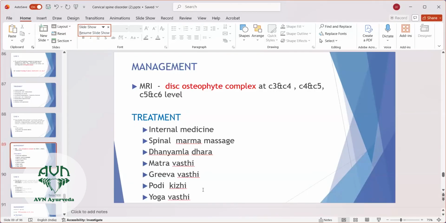So here also I have given internal medicine. First I have given Rasna Saptaka Kashaya with Simhanada Guggulu for 7 days. After that, I changed the medicine to Dhanvantaram Kashayam with Trayodashanga Guggulu and Cervilon tablet. Along with that, Snehapana we have continued. Here he has undergone spinal massage, Dhanyamla Dhara, Matravasti, Grivavasti, Podikizhi, and Yogavasti. After the completion of the treatment, his symptoms completely subsided. Symptomatically, he was okay.